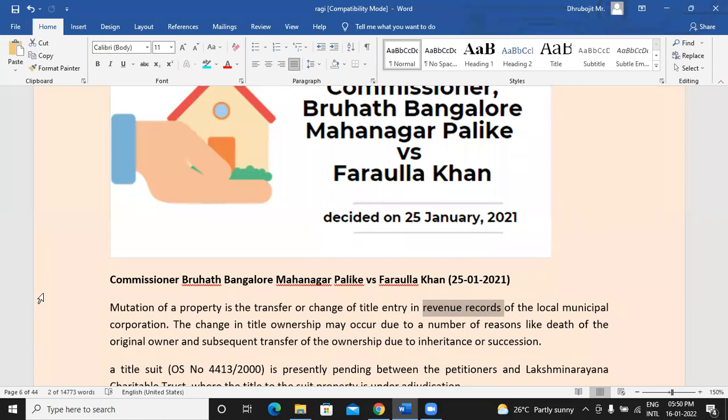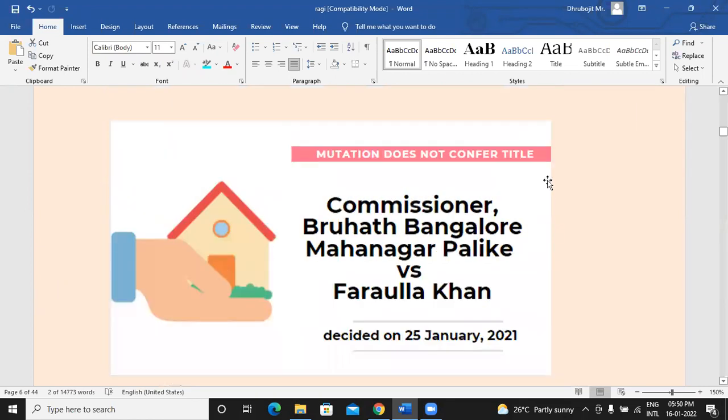But what confers title? All those clauses and conditions mentioned in the Transfer of Property Act. Like I said, for 100 rupees or more, registration is needed. So if you have done the registration, paid the requisite fee, got it registered, then only you become the owner. Then only title would be conferred. So mutation does not confer title.